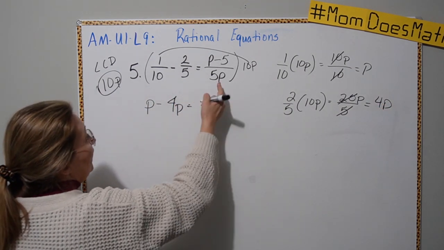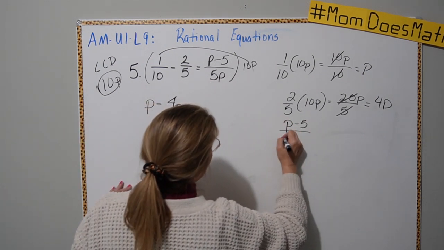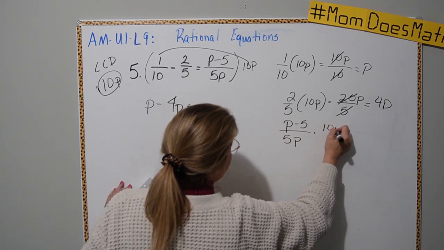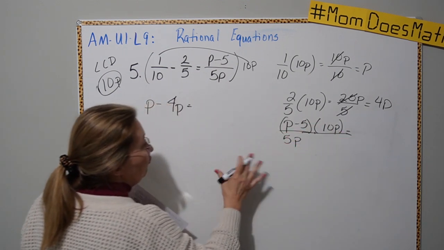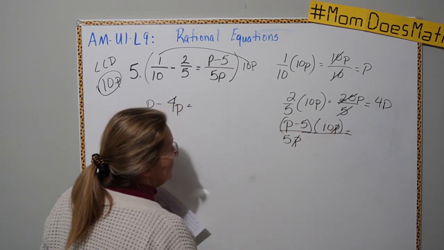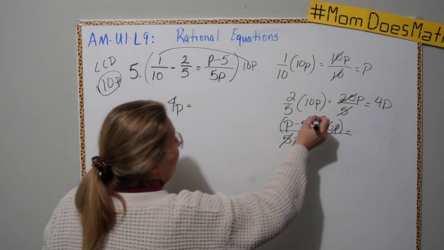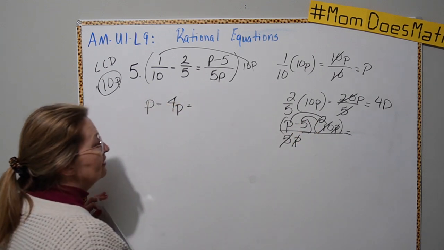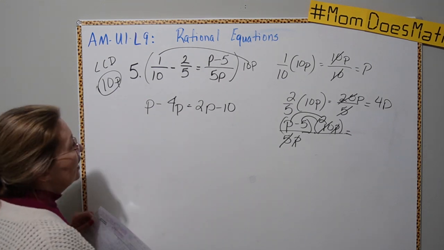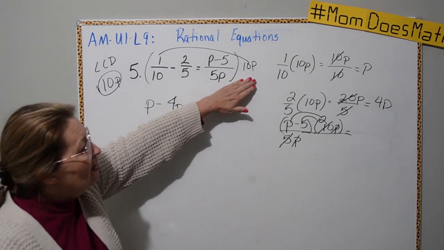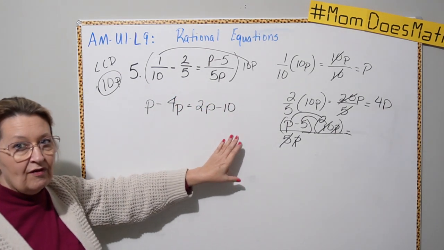Now when I take this fraction, (p minus 5) over 5p, and I multiply it times 10p, what happens? Well, this is actually all 1, so the p's cancel out. 5 will go into 10 2 times, and then this 2 can distribute into there, and we can do that in one step. So 2p minus 10. Now you see what multiplying by a least common denominator all the way through an equation does to it. It gets rid of all the fractions.